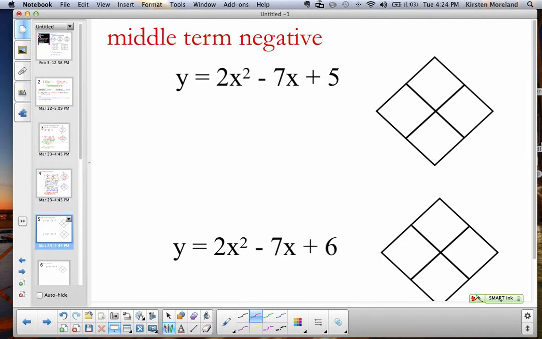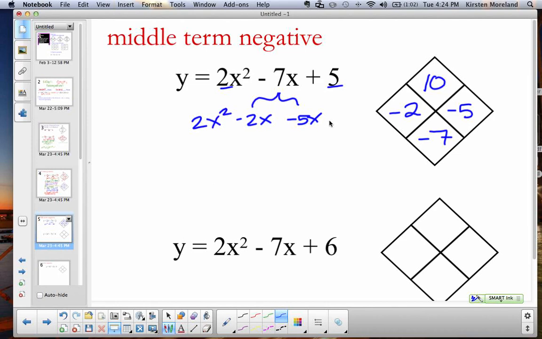Alright, so next one, we're going to change it up and not just work with positives now, but have some negatives. So still, multiply the first and the last, so 2 times 5 is 10. Add to the middle term, which is negative 7. If I want to multiply to a positive and add to a negative, both of my factors need to be negative. So it's 2 and 5, but they both need to be negative because a negative times a negative is a positive. Negative plus a negative stays negative, and it's negative 7. So we're going to split this middle term up into negative 2x and negative 5x.